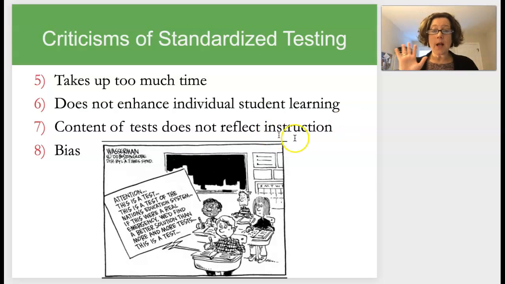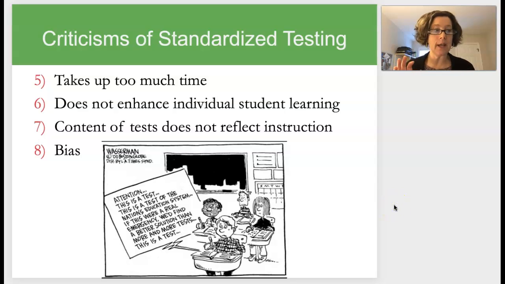Okay, so number 8, bias. This is a situation where scores on the tests are significantly higher or lower between cultural groups or gender, and are better able to predict the future performance of one cultural group than the rest of the population. So that's what bias in testing is.